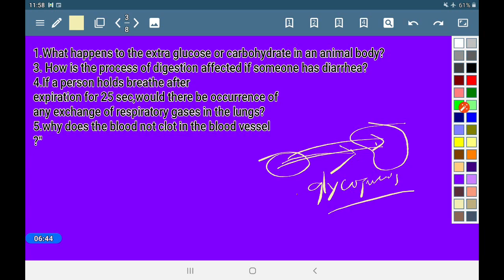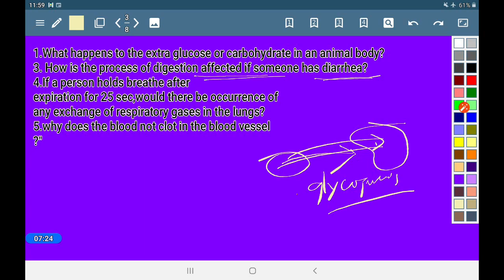Third question: how is the process of digestion affected if someone has diarrhea? You know that in diarrhea, extra fluid comes inside the digestive tract, so it moves out in liquid form. It means absorption will not take place. It will interrupt the absorption inside the alimentary canal, so digestion will be severely affected. That is why it is advised not to take more food when this abnormality is there.